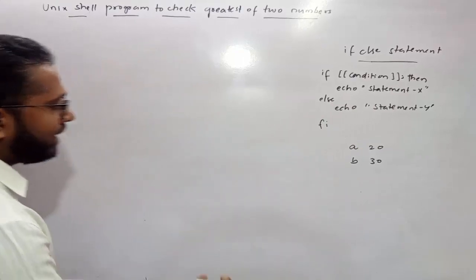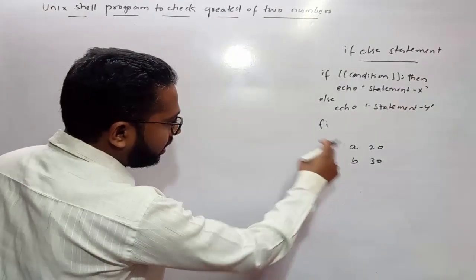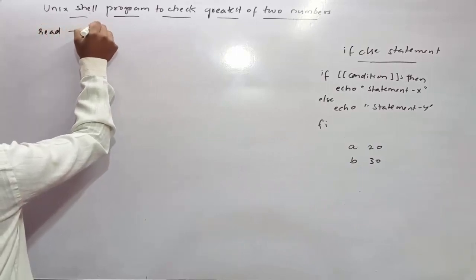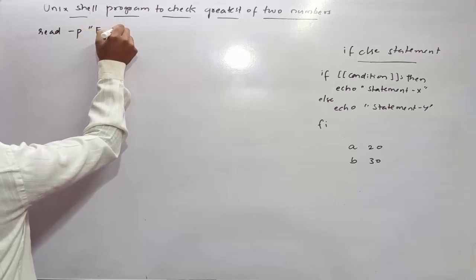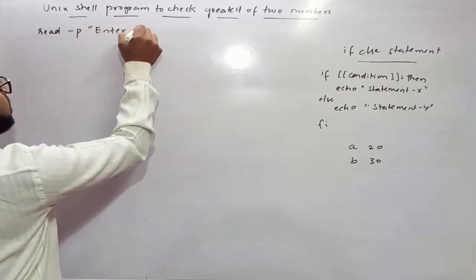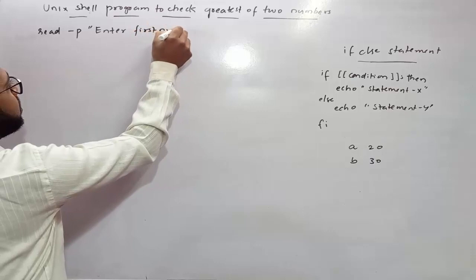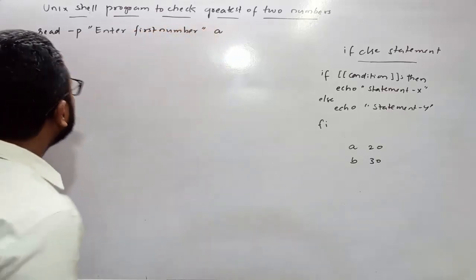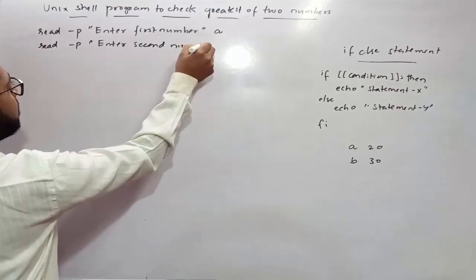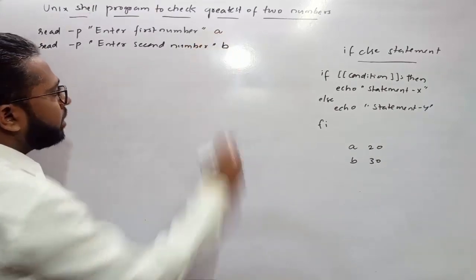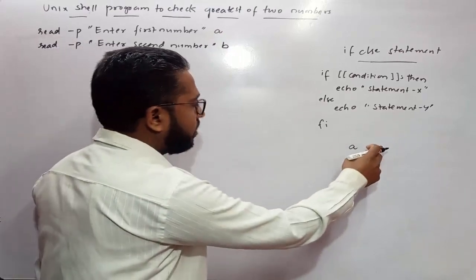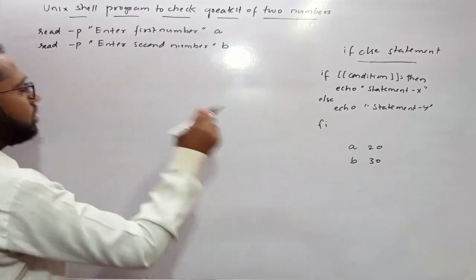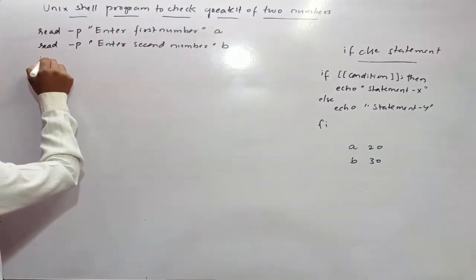Okay, so let's first write the code to accept these two numbers. read -p "enter first number" a. Okay, next read -p "enter second number" b. Suppose the user enters 20, 20 gets stored inside a, and 30 gets stored inside b. I will check using if else statement.